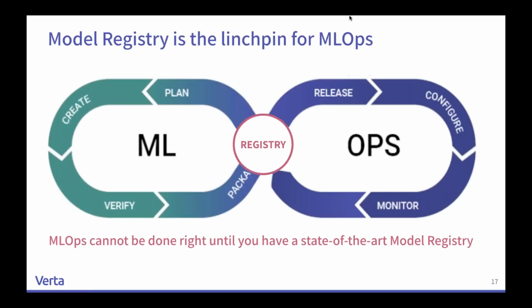Where this sits in our view of MLOps is exactly at the center. Registry is what enables the transition of models from the left, which is very data science and research heavy, to operations, which is all about keeping the product running and operational. And as you might imagine, unless you have a model registry that is robust and high performance, you're not going to have this flywheel going between machine learning and operations. So we think of model registry as being the linchpin for MLOps and something that you want to invest in early on as you go about your ML journey.